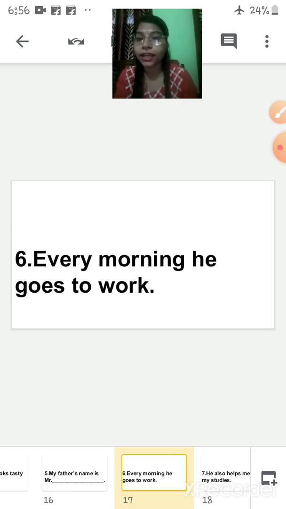Then, every morning he goes to work. Yes, all of your fathers go to work every morning. In the morning he goes for work and he comes back in the evening. You all feel happy when your father comes back from work. So, every morning he goes to work.